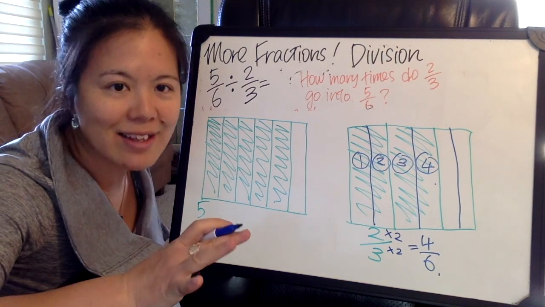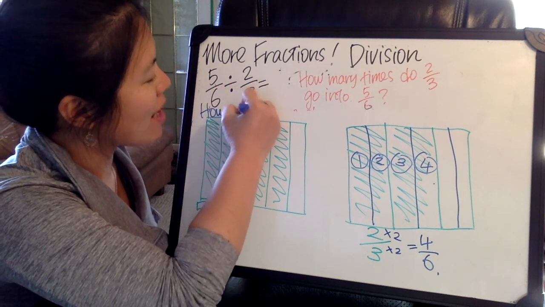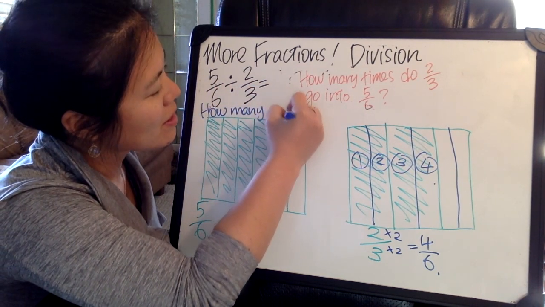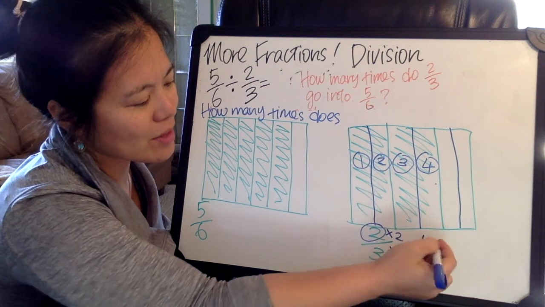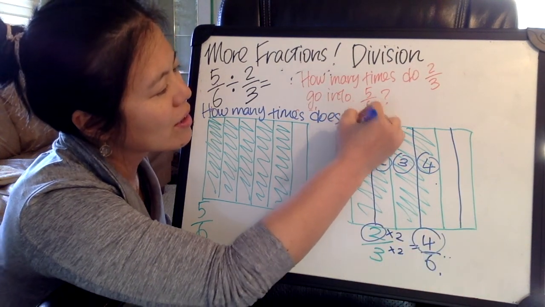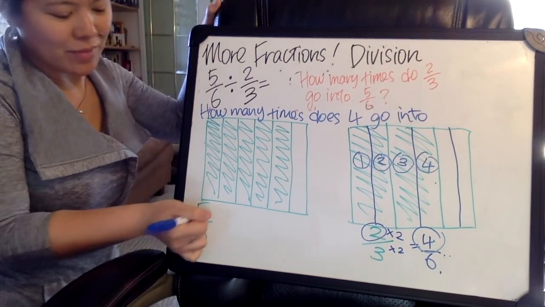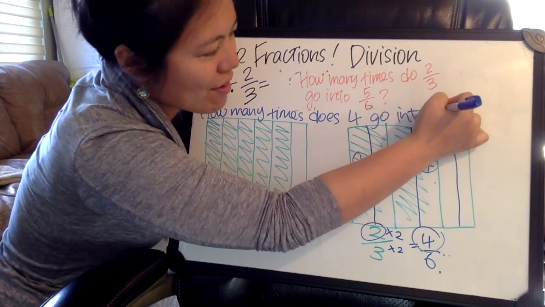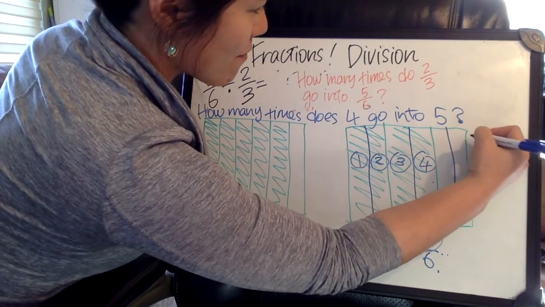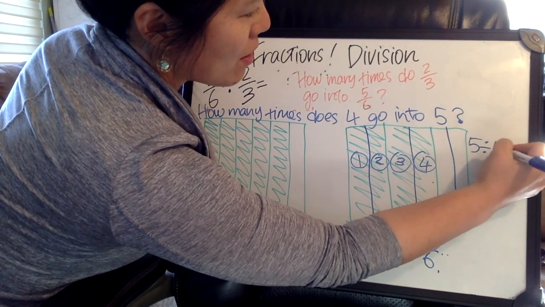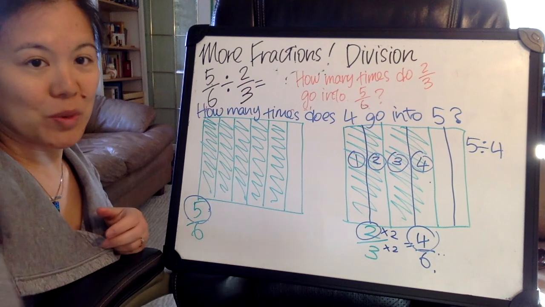So when we rewrite this question now, that we can rewrite it, how many times does 4 go into 5? So what we are doing is 5 divided by 4. 5 divided by 4. So we do it exactly the same way.